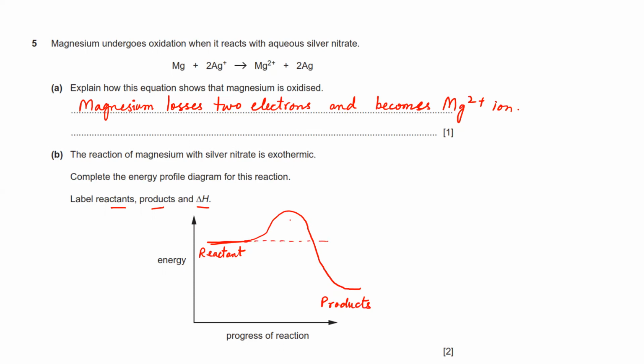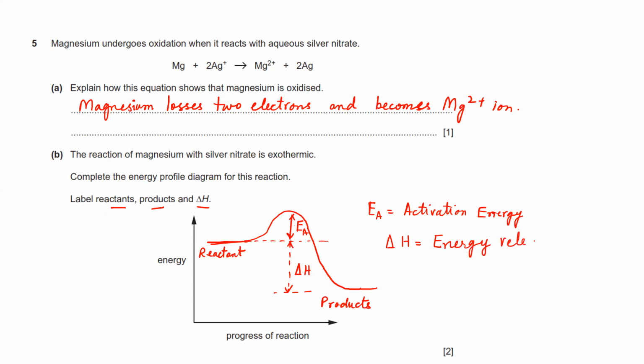So this will be the energy, or EA. You can call it EA, and this is the energy, that is delta H. Delta H, the energy released, and this is EA. So EA is your activation energy, basically the energy required to ensure the reaction starts taking place, and delta H equals the energy released to the surrounding during the reaction. Okay, so this is how it goes.